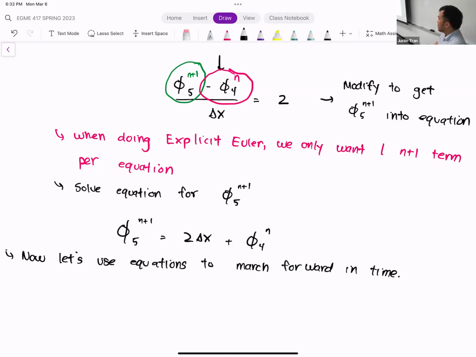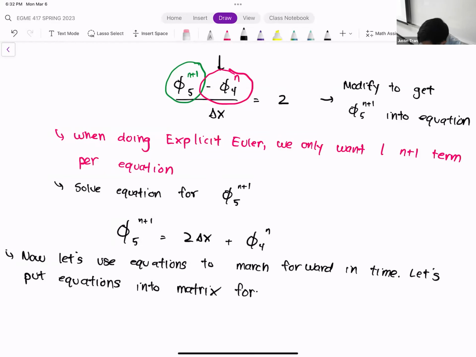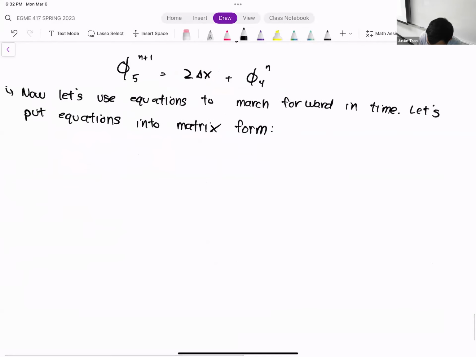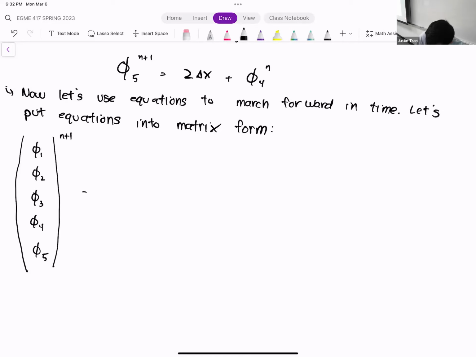So now let's talk about how we actually use these equations to march forward in time. First thing we're going to do, our favorite thing to do in this class, absolutely favorite thing, is to take those equations and put them in matrix form. All right, so the matrix form of these equations would look like this. So we have phi1, phi2, phi3, phi4, phi5 at n plus 1. So that's all the left-hand sides of the equations.